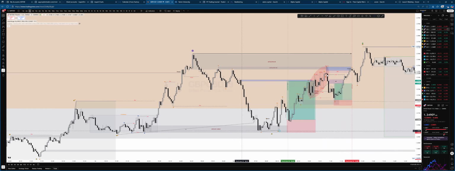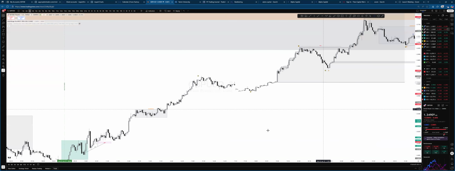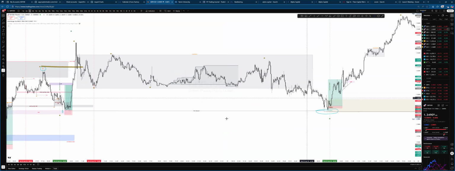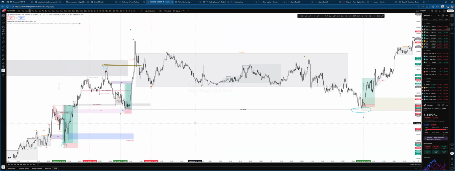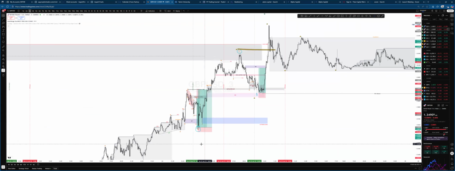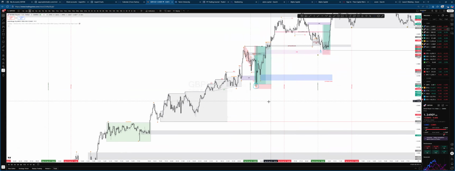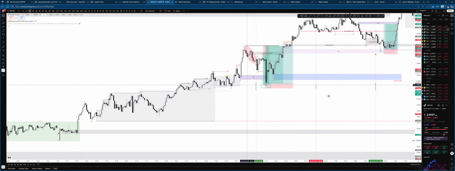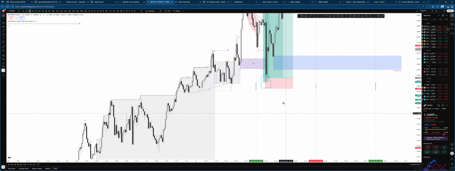Let me give you one more. I saw something that looked like one of my favorite ones. Yeah, but I would need to be on a 1 minute so you could really see it more. This one right here was another impulse candle entry.